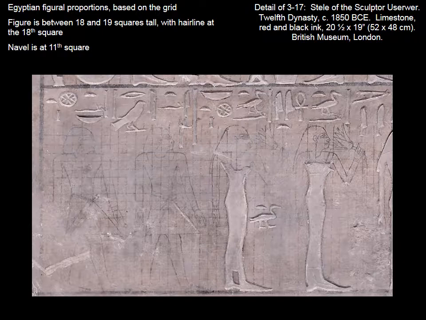So the knees were at the 5th square. The navel was at the 11th square. The elbows were at the 12th square. The shoulders were at the 16th square. The hairline was about the 18th square. And that was the convention that was used here.